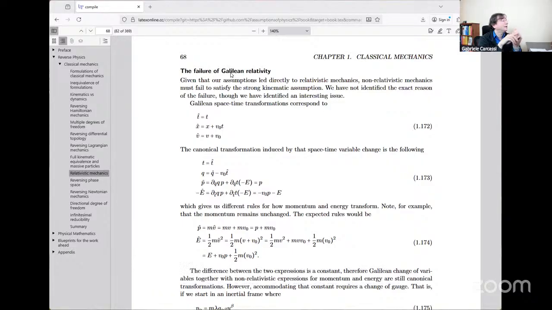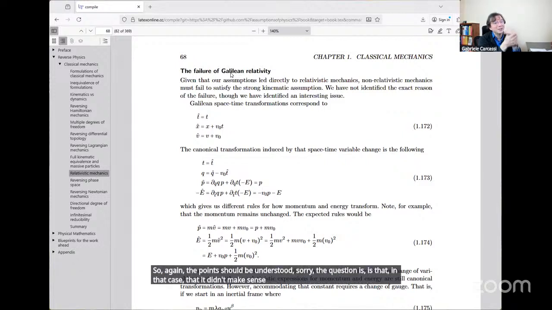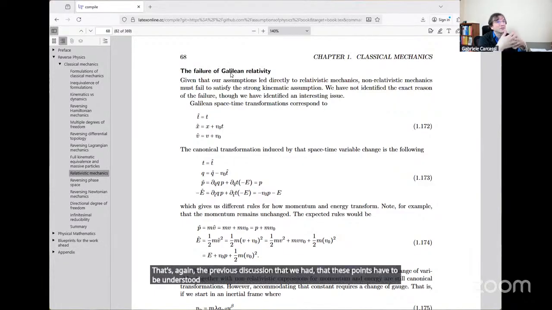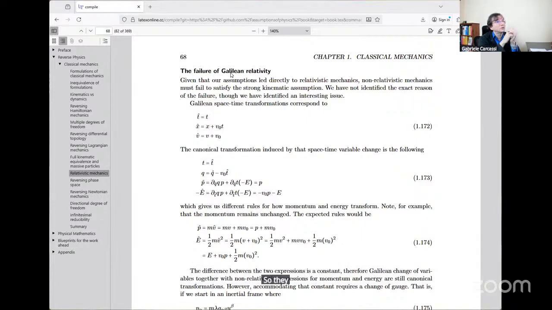So the points should be understood in that way. The question is whether in that case it even makes sense to talk about points. That's again the previous discussion: these points have to be understood as a limit process, as a volume that becomes smaller and smaller, so they shouldn't be thought of as points themselves.